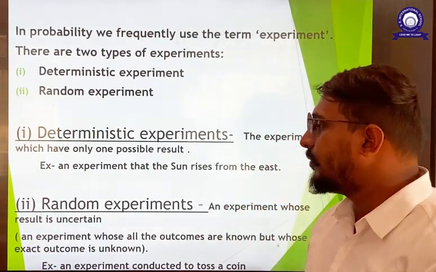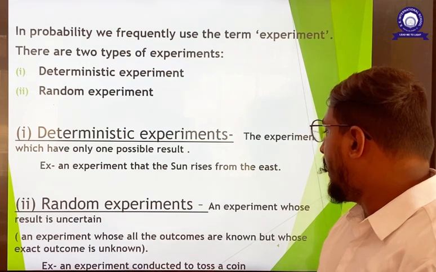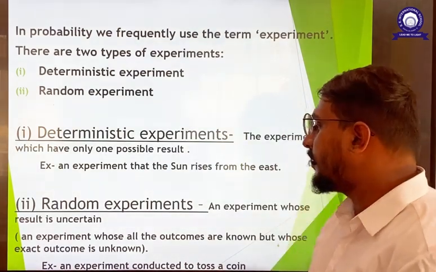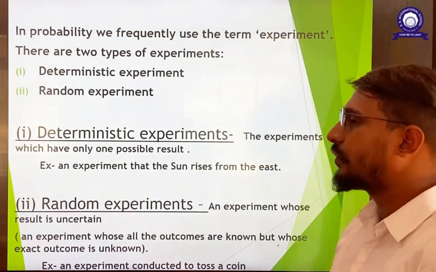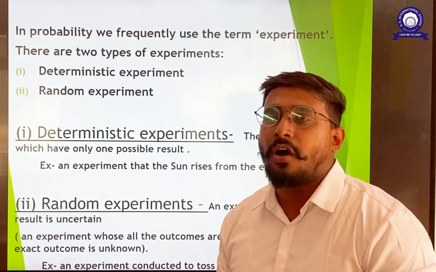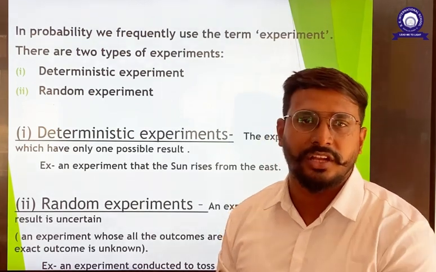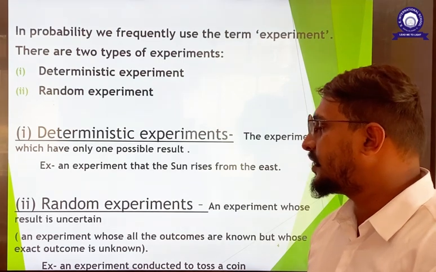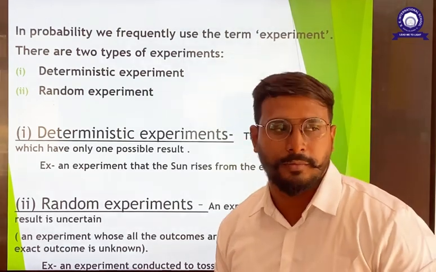And the second one is the random experiment, an experiment whose result is uncertain. For example, an experiment conducted to toss a coin. We know that we can toss the coin, but the chance of coming up head is 50% and the chance of coming up tail is 50%. So this was about the deterministic experiment and the random experiment.